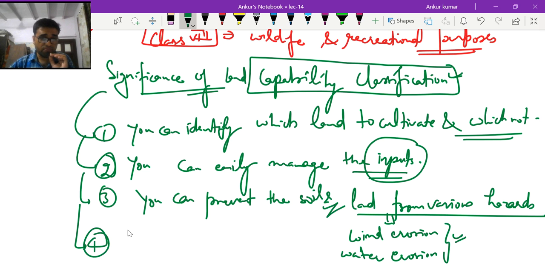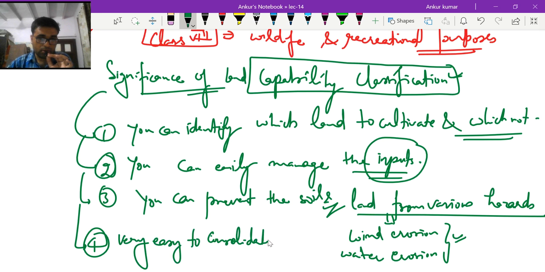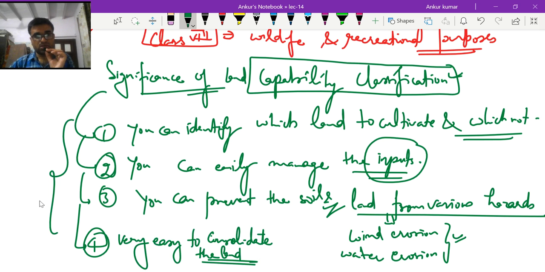Number 4: if you have the classification of land with you, then it is very easy to consolidate land. So this is the fourth significance. These are the 4 significances that we can identify with the land capability classification.